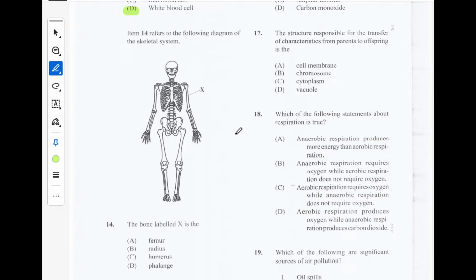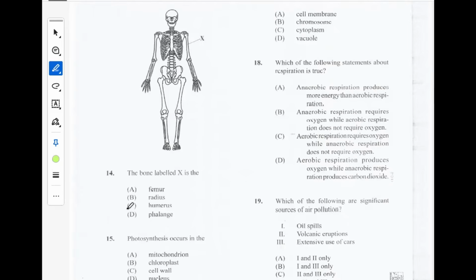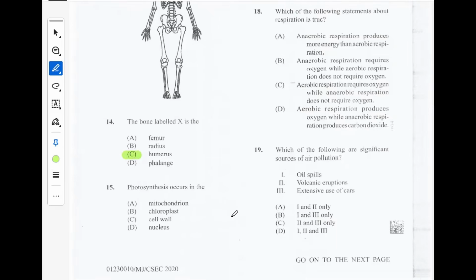Item 14 refers to the following diagram of the skeletal system. We see X, the bone in the upper arm. The bone labeled X is the humerus. The answer for 14 is C. Photosynthesis occurs in the chloroplast.